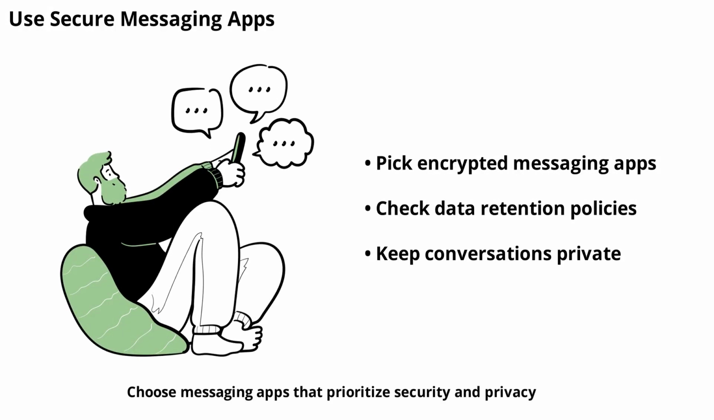Choose messaging apps that prioritize security and privacy. Look for features like end-to-end encryption, minimal data retention, and transparent privacy policies. Secure messaging apps help ensure your conversations aren't used to train AI or accessed by unauthorized parties.